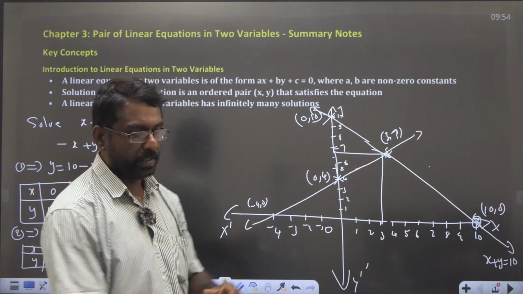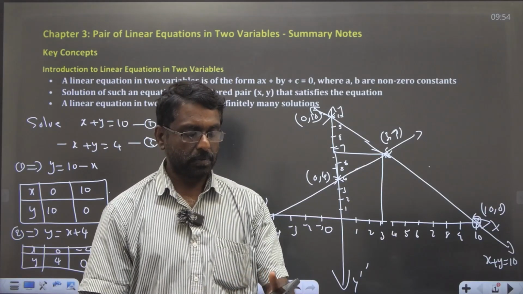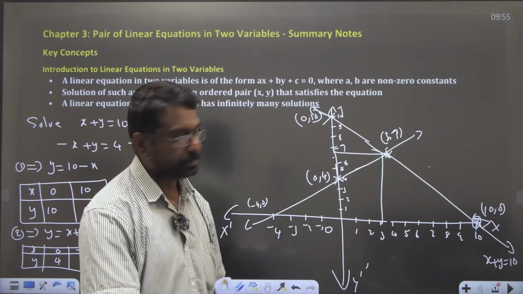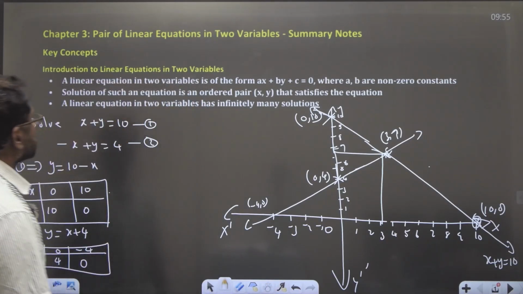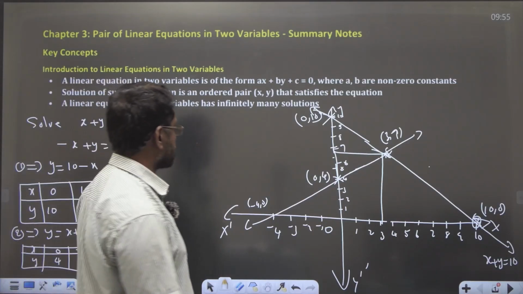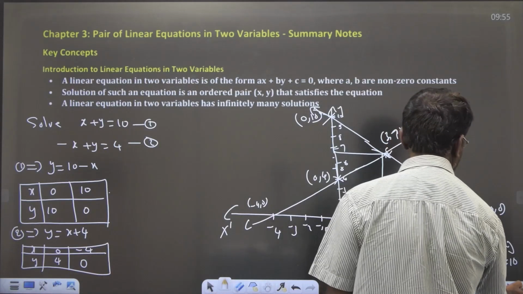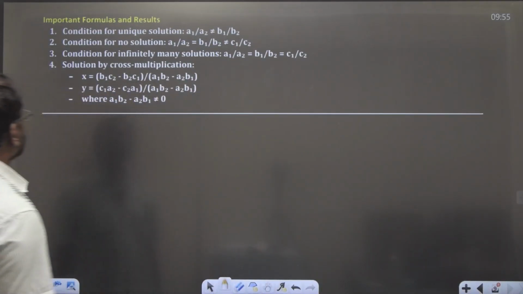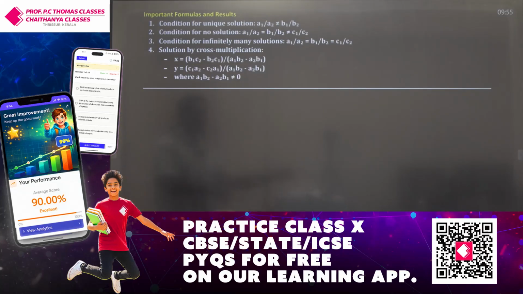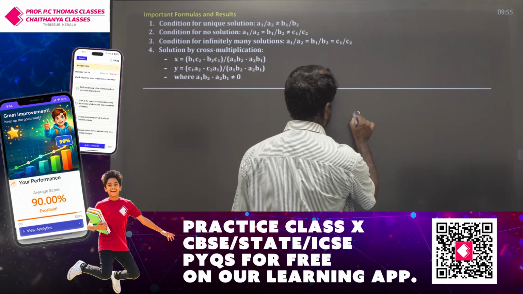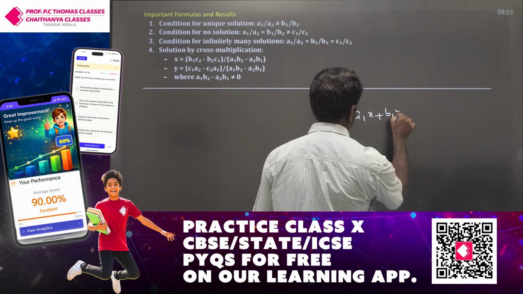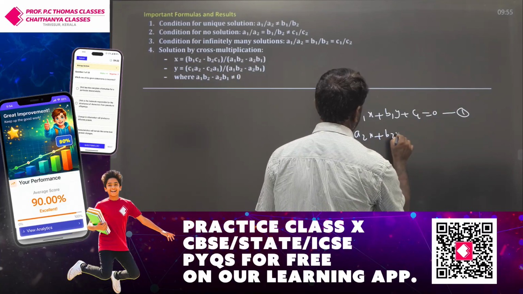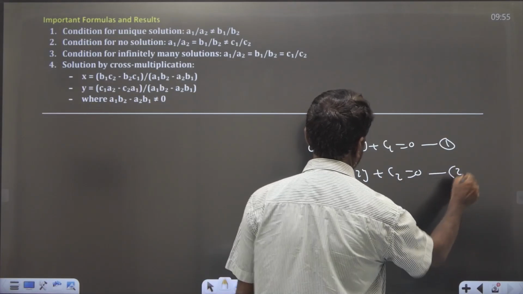Okay. These are the various methods of solving simultaneous equations, or the pair of linear equations in 2 variables. Once again, we can conclude the important formula and results, the condition of unique solution. So our linear equation is a1x plus b1y plus c1 equal to 0, take it as equation 1, and a2x plus b2y plus c2 equal to 0, our second equation.